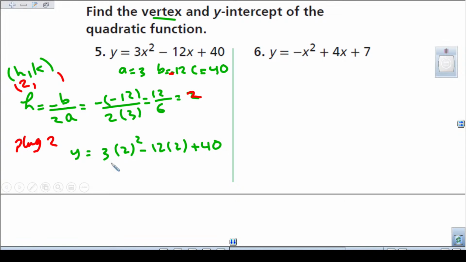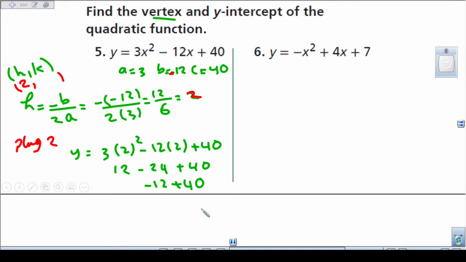Okay, so I've got 4 times 3. That's 12. Minus 24. Under the 12th fraction, oh, this is a 6. 2 times 3 is 6. Okay, so 12 minus 24 plus 40. Well, 12 minus 24, that's a negative 12, plus 40.